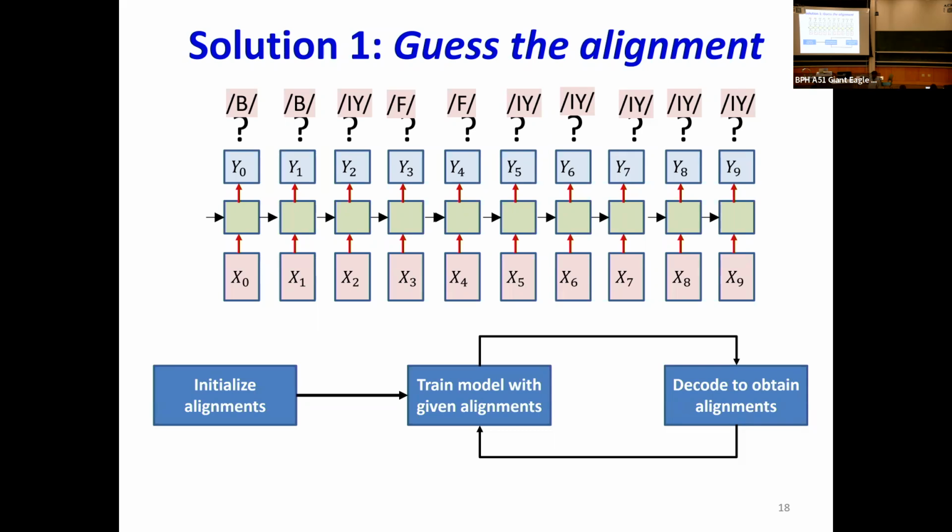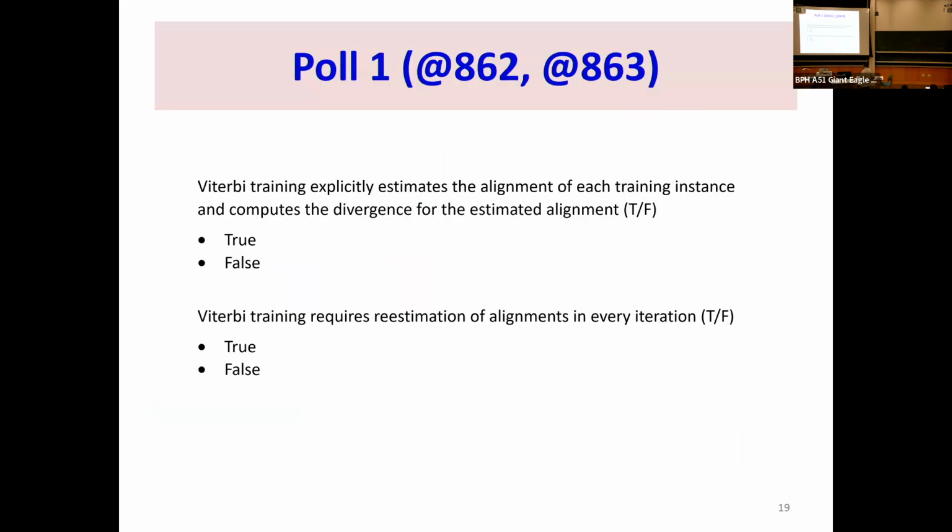But this alignment is guessed. It's not likely to be the right one. So you can use the trained model to go back and refine the alignment. And we saw that we can do this using the Viterbi algorithm. And then you can use the refined alignment to go back and retrain the model.